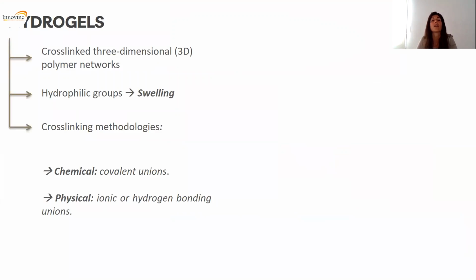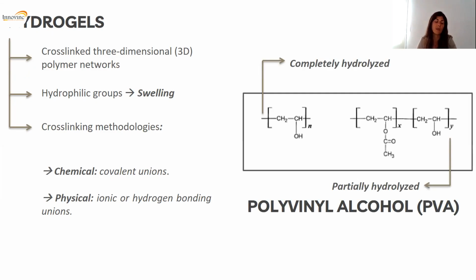So hydrogels are cross-linked three-dimensional polymer networks that usually have hydrophilic groups that impart to the material high swelling capacities, and they can be cross-linked through two methodologies. The first one, the chemical, and the second one, the physical one. Through chemical cross-linking, we generate covalent unions, whereas when we apply physical cross-linking methodologies, we are generating ionic or hydrogen bonding unions.